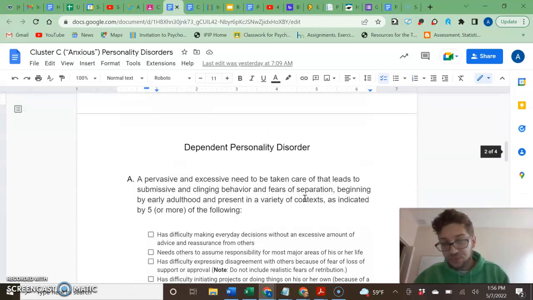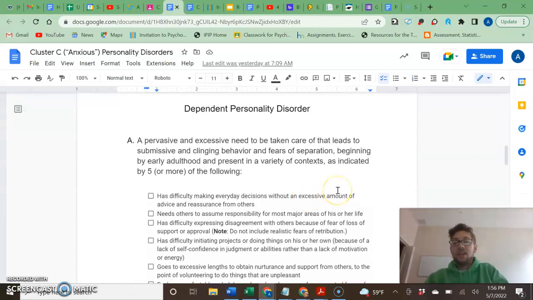Moving on. Other side of the coin here is dependent personality disorder. So dependent personality disorder is characterized by submissive and clinging behavior, fear of separation. Basically, these people are extremely socially dependent, right? They do not feel like they can be alone. They do not feel like they can get things done on their own. It's hard for them to see themselves as an individual actor in the world, right? They can get their own stuff done, right?